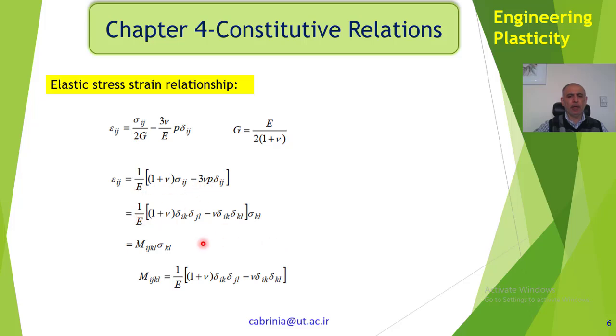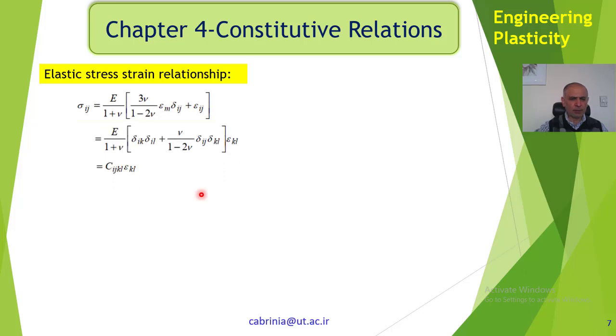And a more shorthand form is this: epsilon_ij equals M_ijkl sigma_kl, and M_ijkl is this. I have written this intentionally because you see these kinds of notations in different books, so I just wanted to say these are the same things. You have to know the tensor notations.